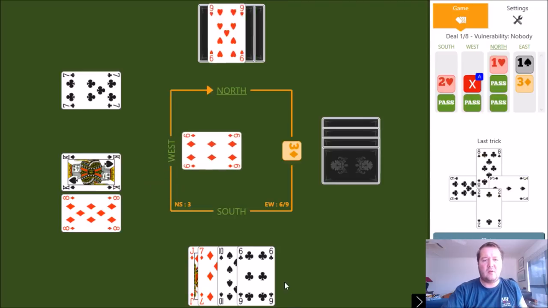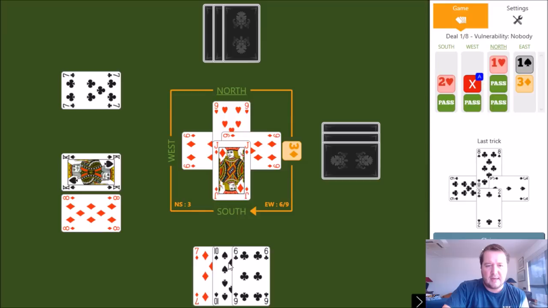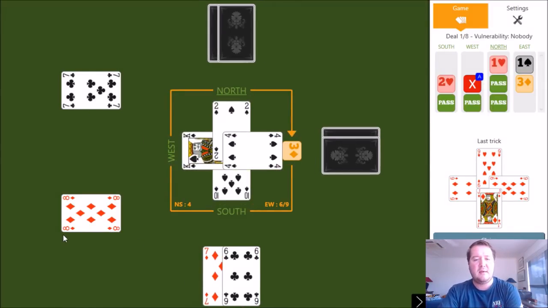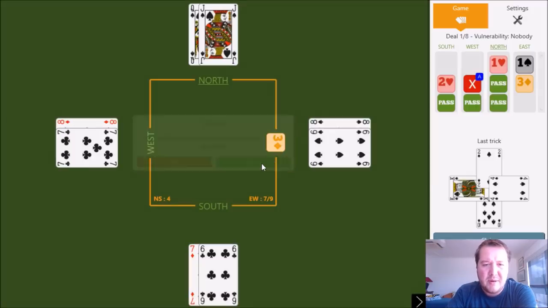So they're going to go club. All right, and diamond to the 9, that won. They've just got the last tricks here. I can't force them again. So, holding it to 3 tricks, I reckon this one will be okay. Let's have a quick look.